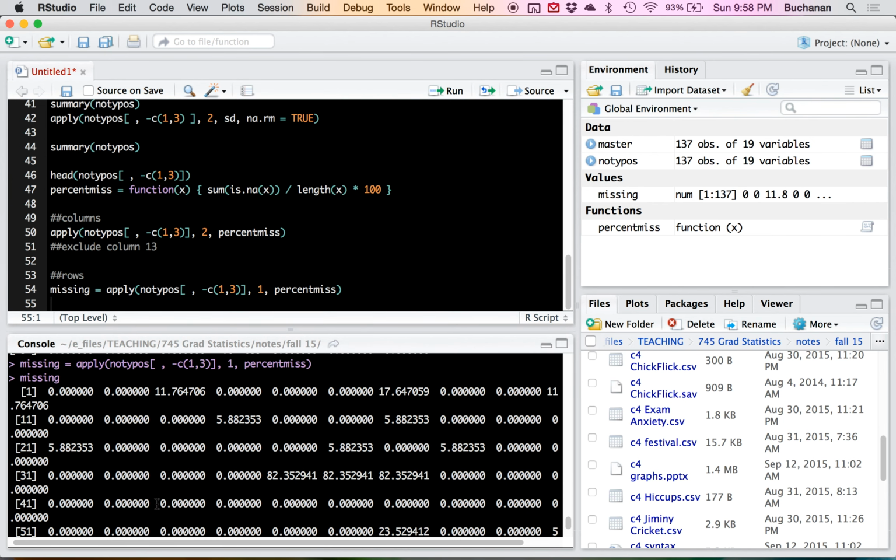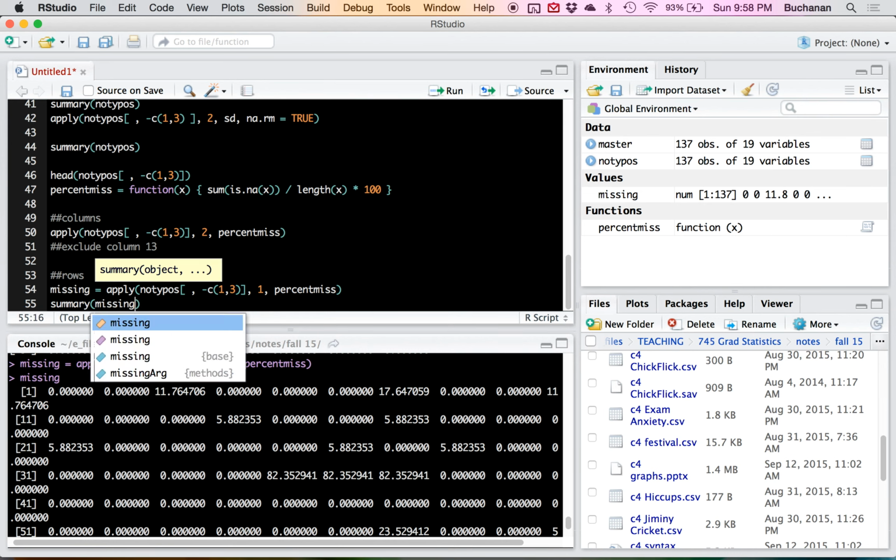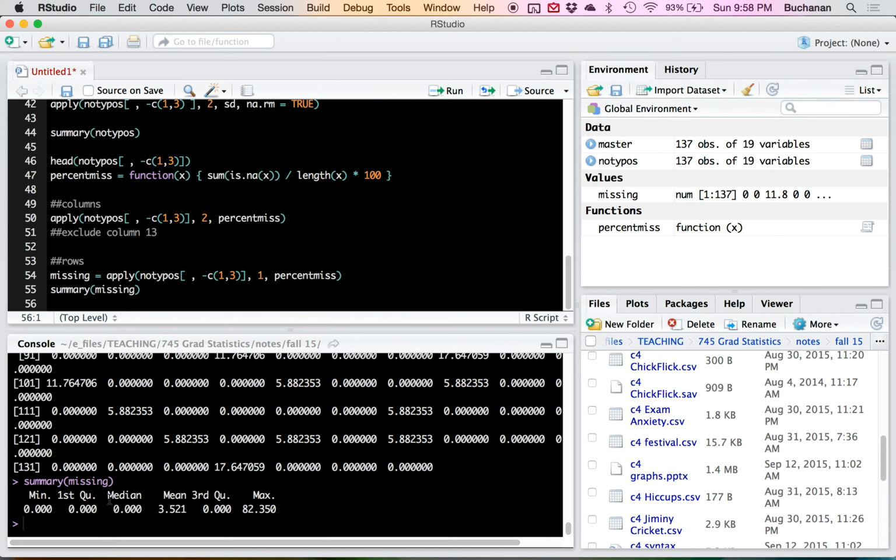And so there's a ton of data. But I just want to see what's happening. So I'm going to take a summary of my missing data. And so that shows me the average. So the average is 3.5. Okay, maybe a table instead of my missing data.